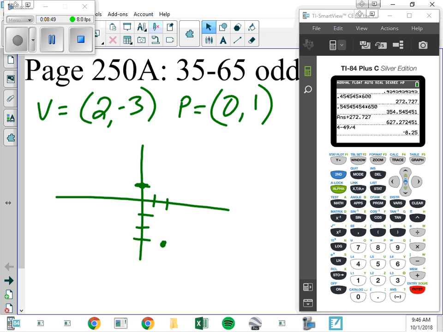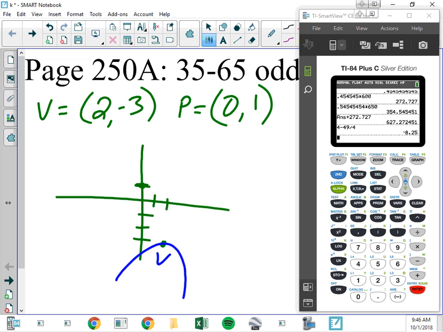What can you tell me about this parabola? Which direction does it open? It has to open up. Why? This is the vertex. So the vertex is either the maximum or the minimum. And in this case, it has to be the minimum because there's a point higher than it.